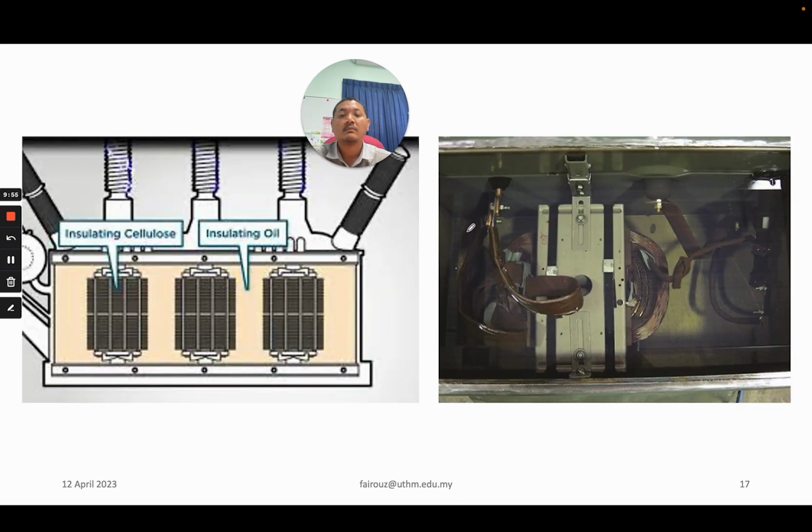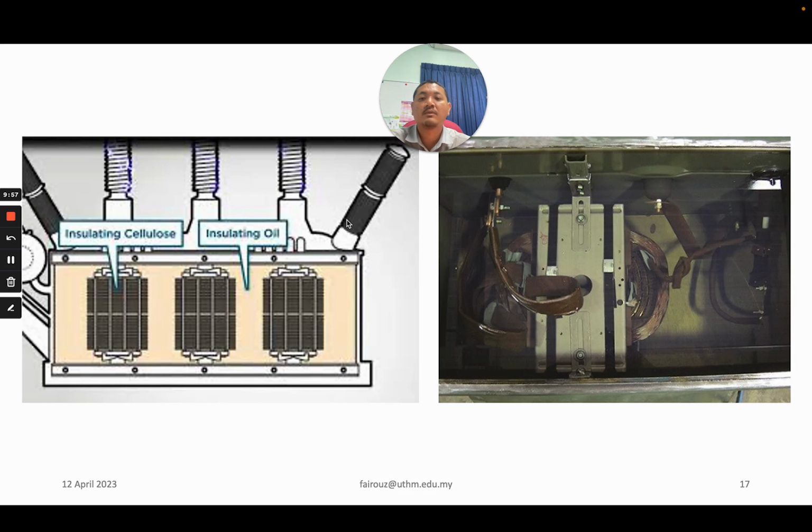Another example is the transformer. Here in the transformer, we use both oil, or liquid, and paper insulation. You can see here in the picture, this is oil used for insulation.